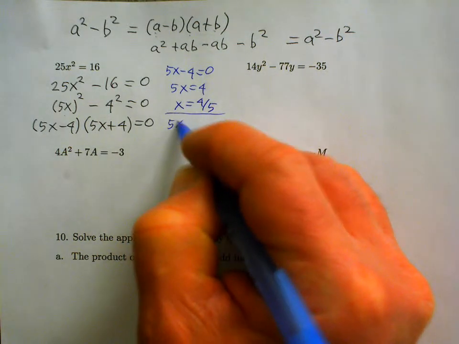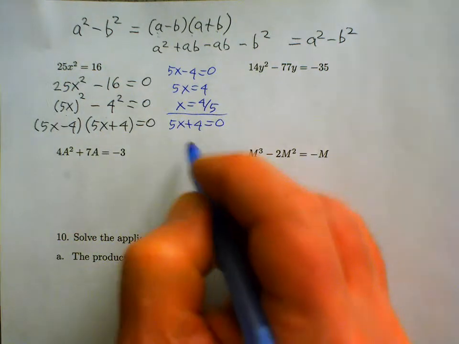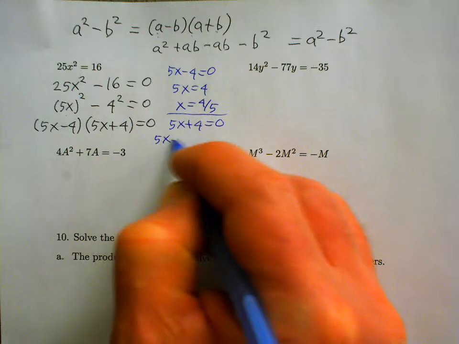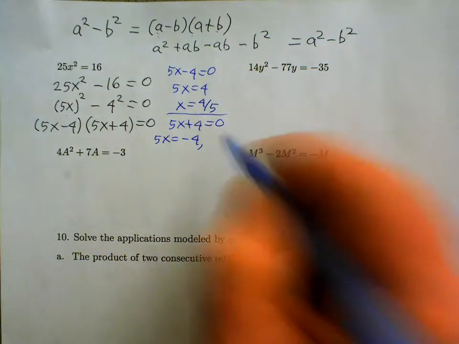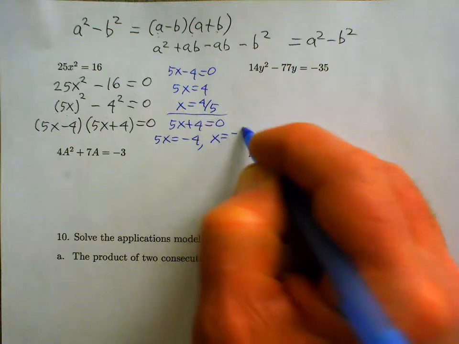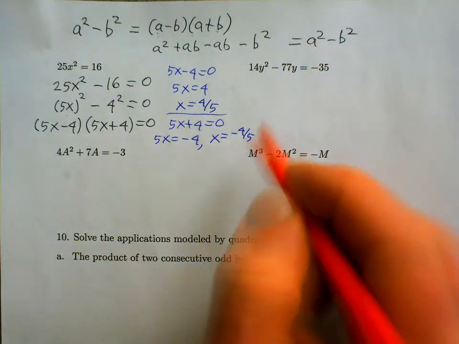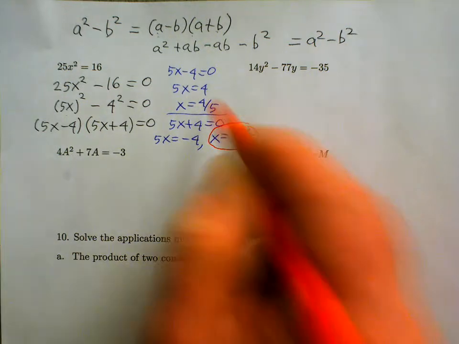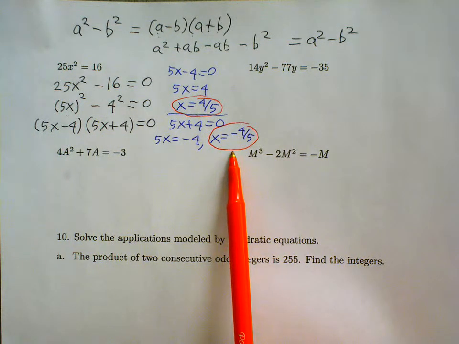And then the other factor: set 5x plus 4 equal to 0. Subtract 4 from both sides. 5x equals negative 4. And then divide both sides by 5. x equals negative 4/5. Okay, so the two solutions are x equals 4/5 and x equals negative 4/5.